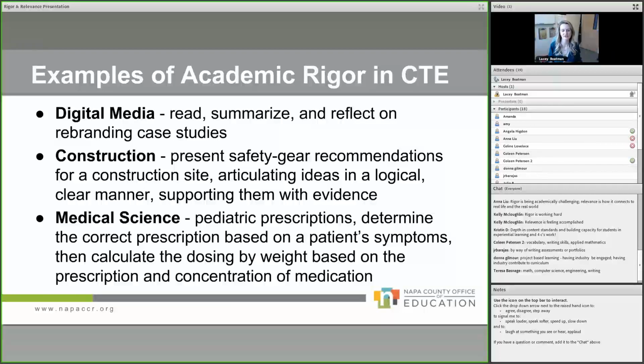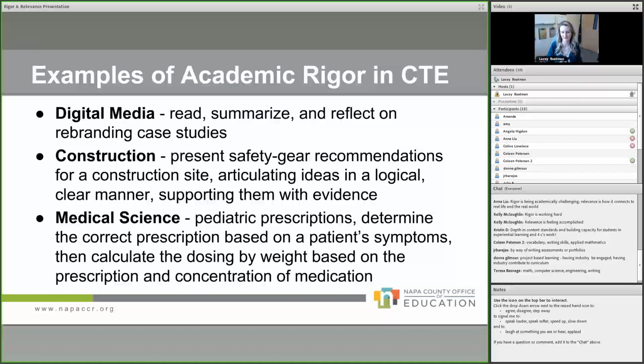In medical science, it could be a project around pediatric prescriptions. Maybe students determine the correct prescription based on a patient's symptoms, then calculate the dosing by weight based on the prescription and concentration of medication. This has math, science, all in it. So there's a lot of ways CTE is and can be academically rigorous.